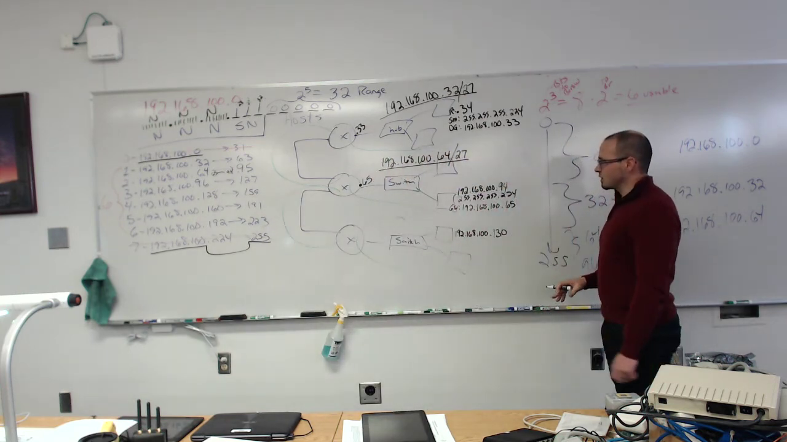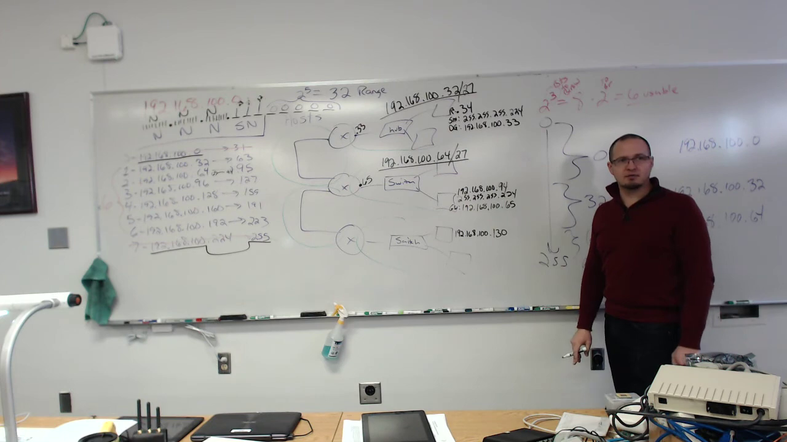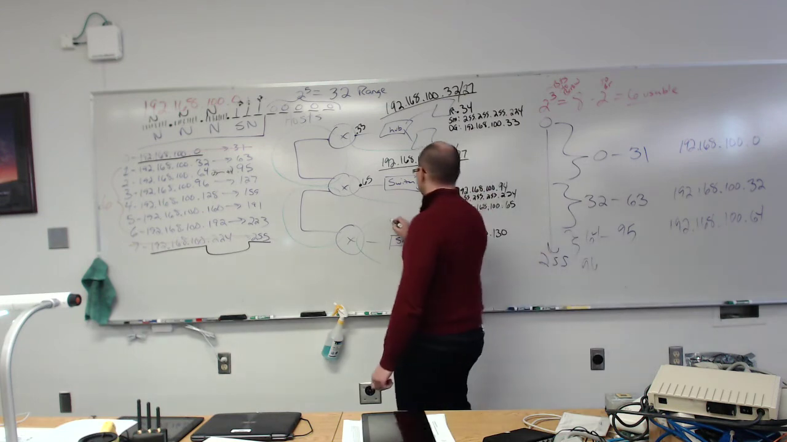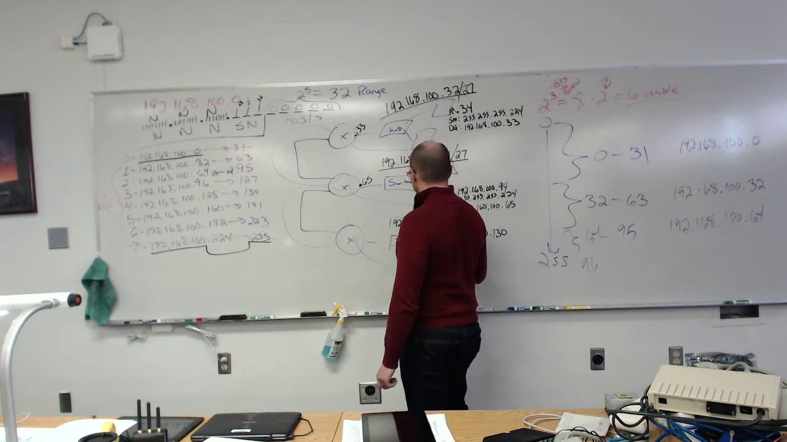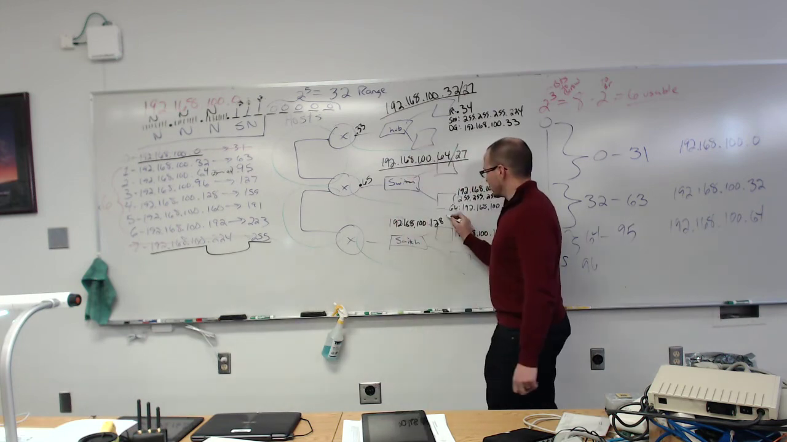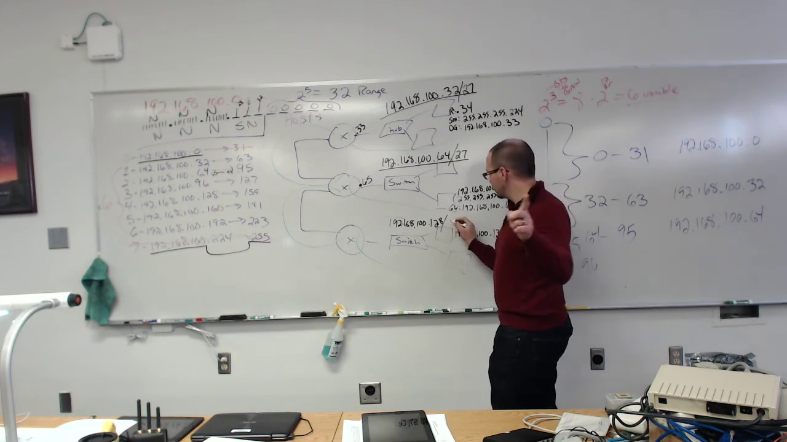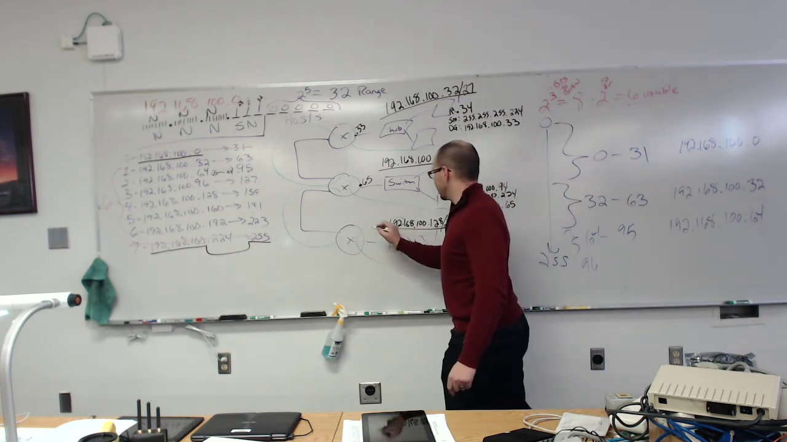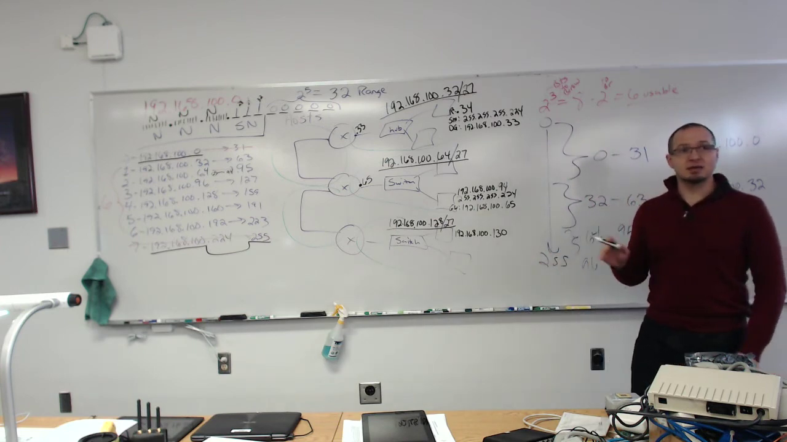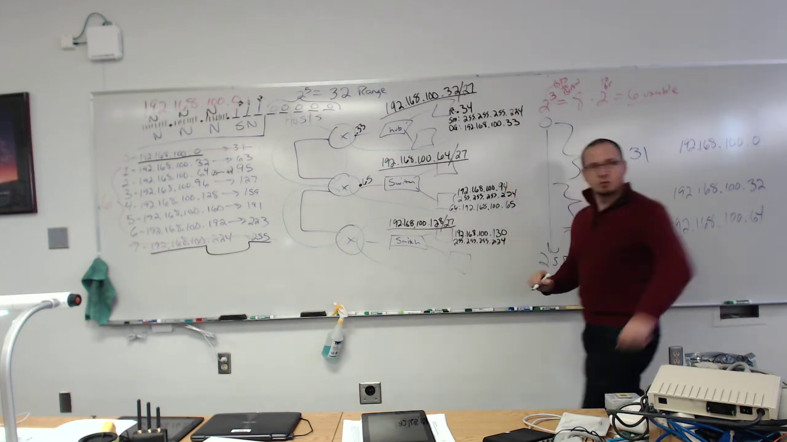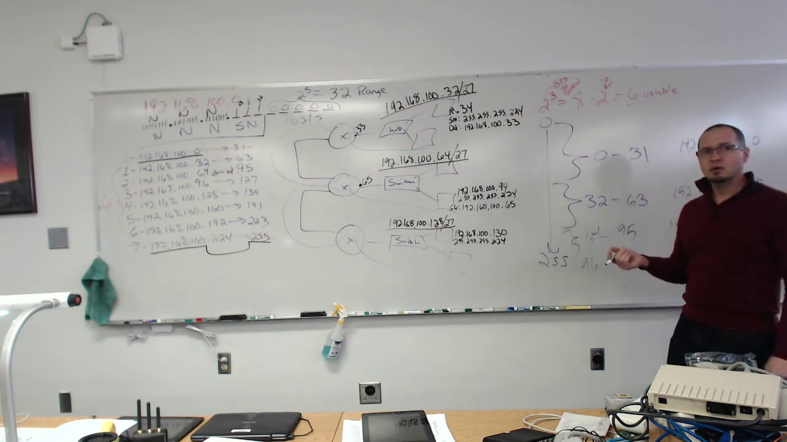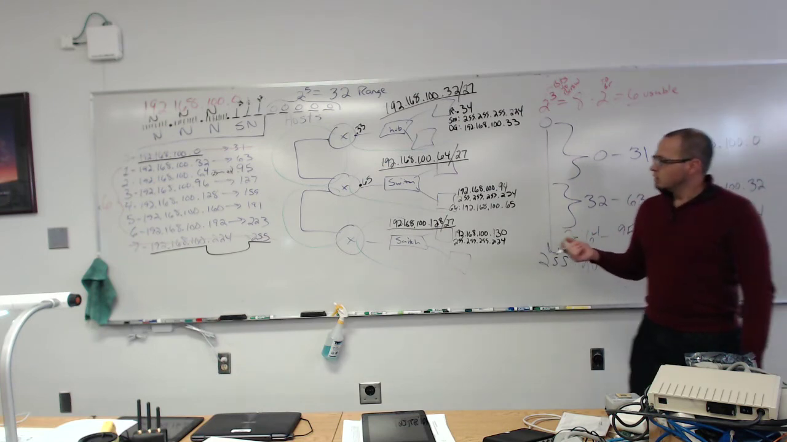Zach, what is my network ID for this subnet that I have now assigned an IP address in? 192.168.100.128. Yes, this is the 192.168.100.128 network with a CIDR of 27. They're all using the same CIDR, the same number of bits for my network mask, which is 255.255.255.224. Where's my default gateway?